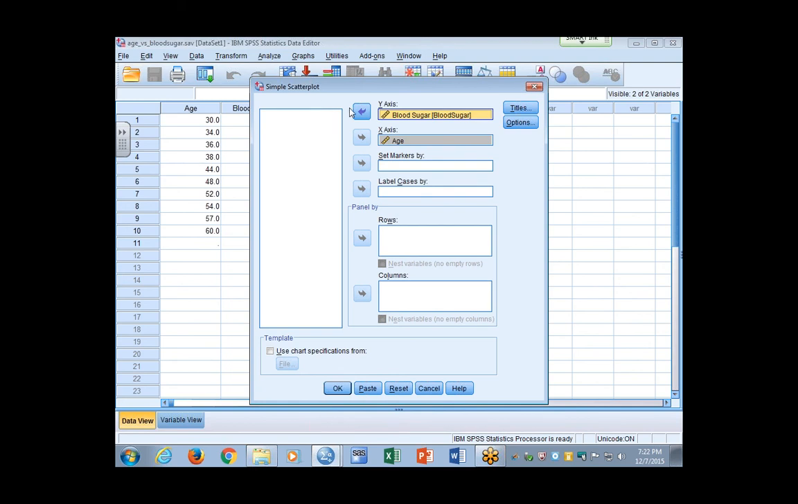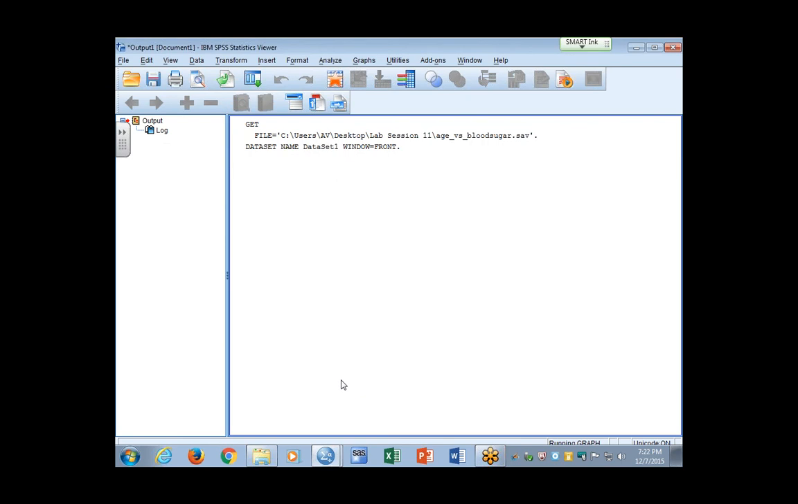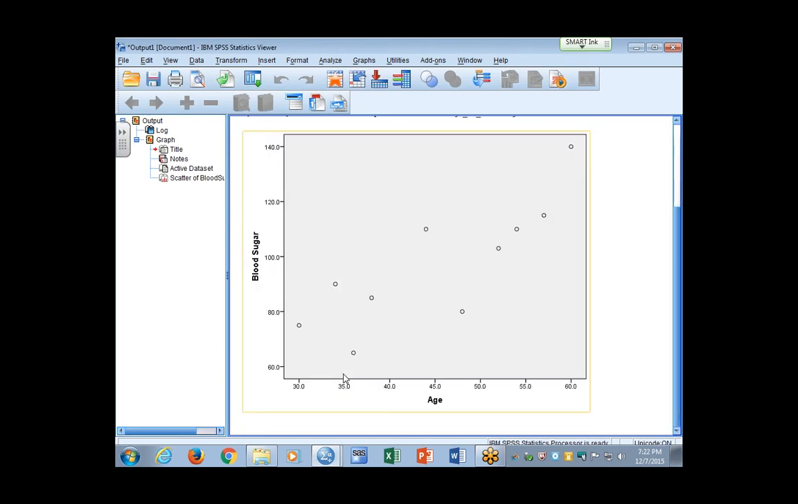Now, for correlation, this wouldn't matter, right? We don't care which one is which. I'm going to click OK, just so we can get a look at this thing and see what our scatter plot looks like. Well, it looks pretty good. Just as before, when we got the graph in Excel, it looks like we have a pretty good correlation.